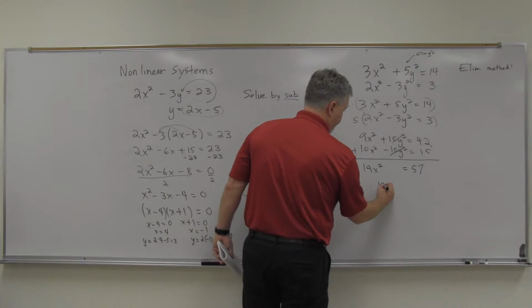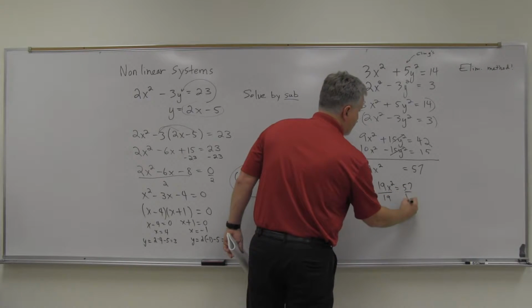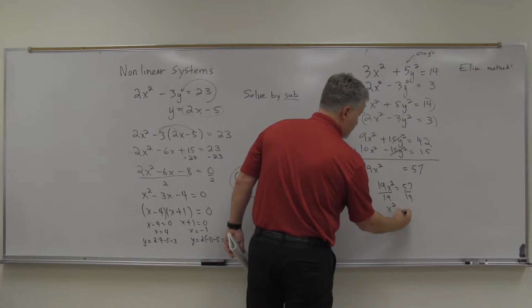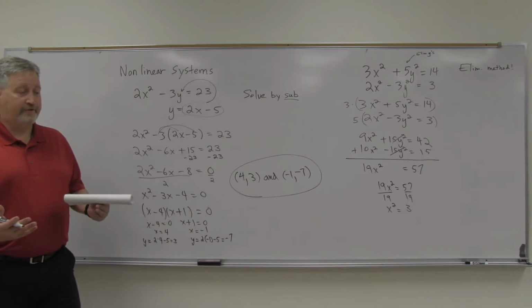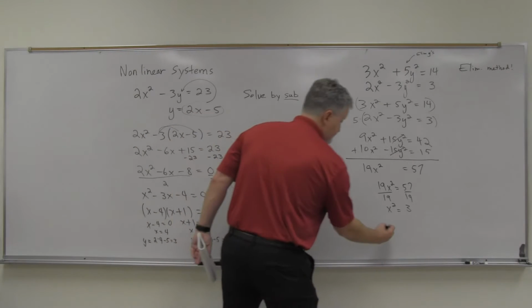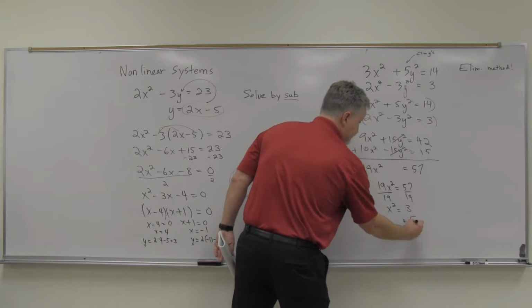Which again, not too terribly difficult of an equation. What did I do there? Divide by 19, so we got x squared equals, that's just 3, isn't it? Then, use our little square root method. There's actually 2 answers there. It'd be plus or minus square root of 3, wouldn't it?